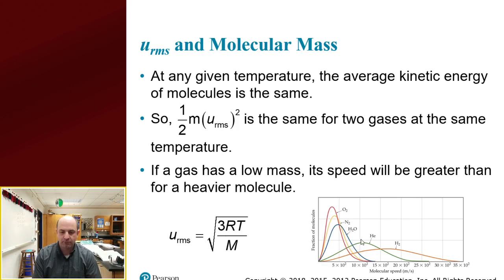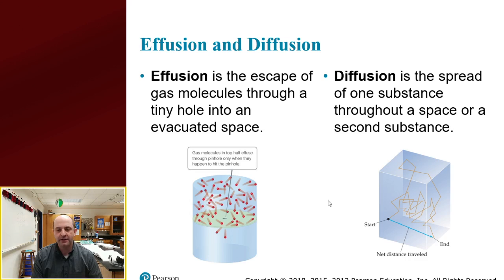So helium, molar mass of 4, it's shifted way off here to the right. Hydrogen, molar mass of 2, even further to the right. So that's just using these to see where the root mean squared speed is. It all depends on the molar mass. And we can use that for another gas law that we did learn in Chem 2, Graham's law of effusion.